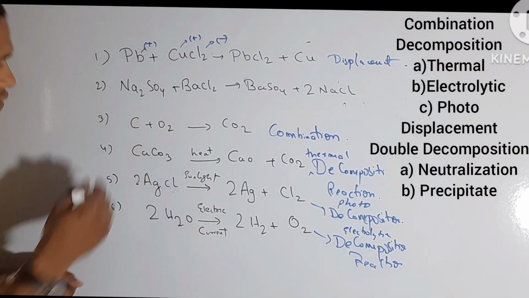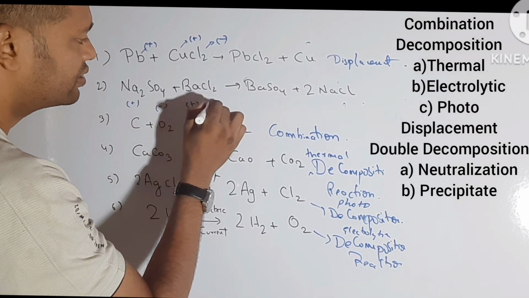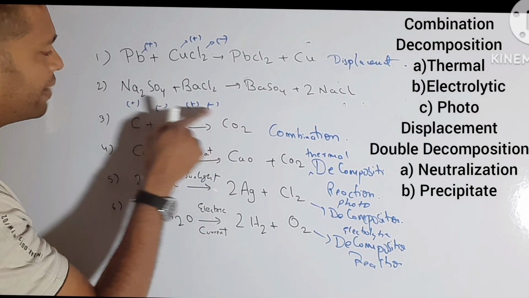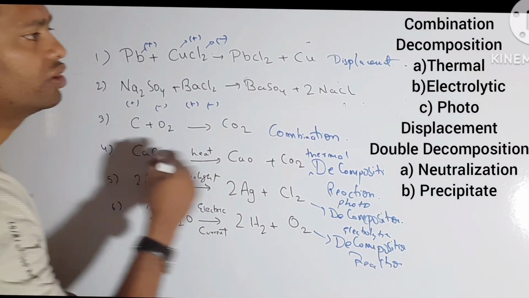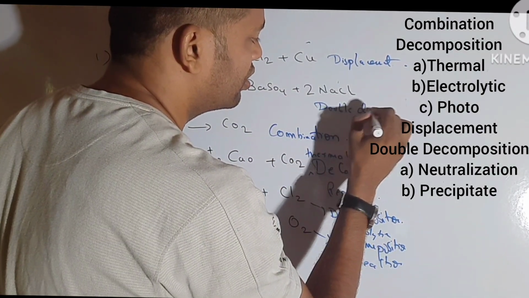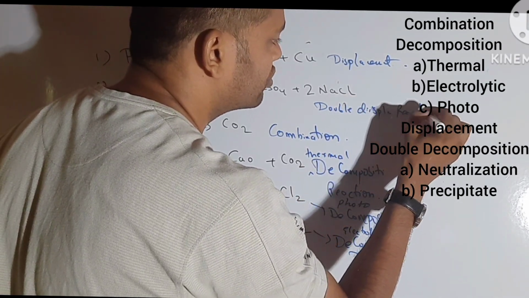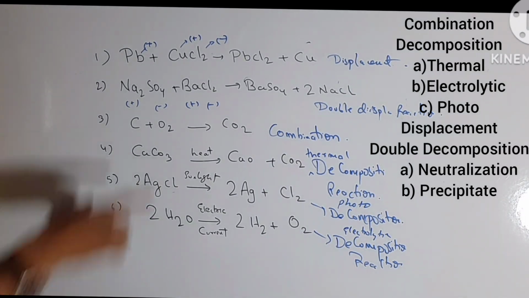We'll see. This we know: sodium is plus, SO4 is minus, Ba is plus, Cl is minus. So plus should go with minus. So NaCl is made. So it's a double decomposition, double displacement reaction. So you understand the way I am doing.